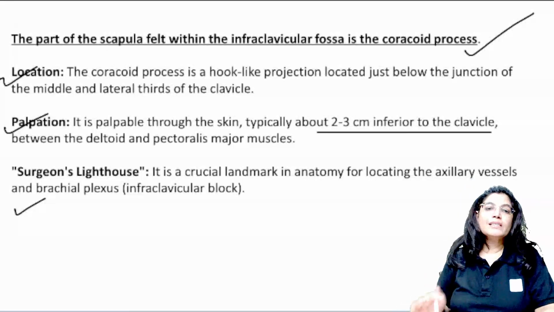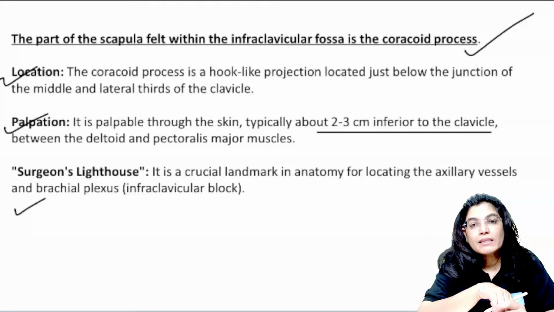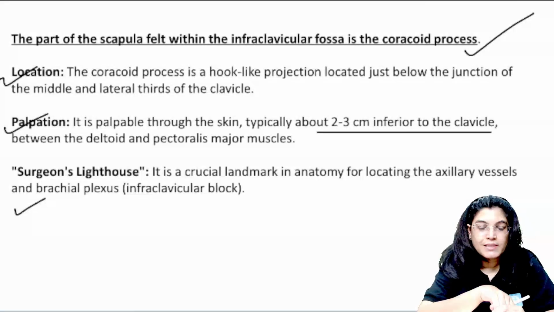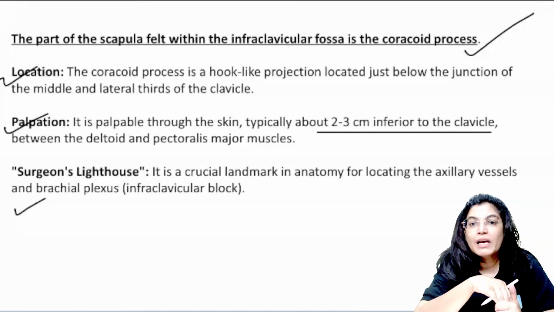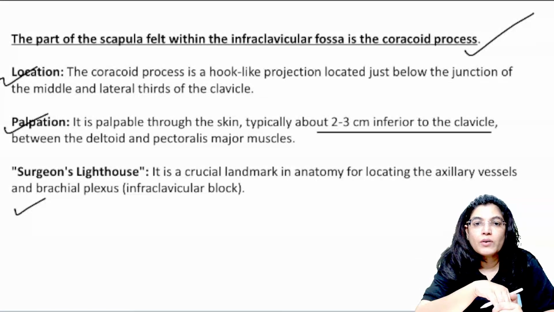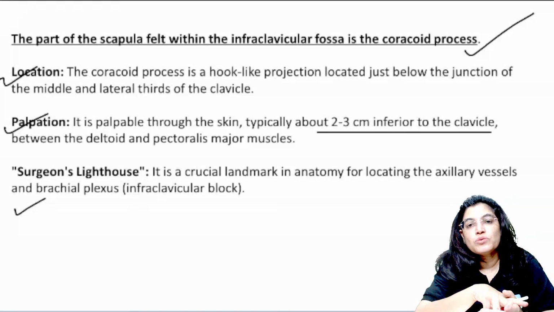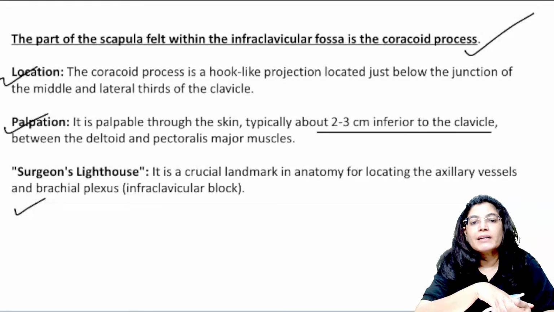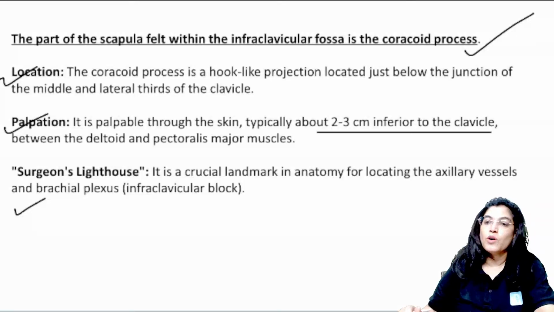So it is actually called the surgeon's lighthouse. It's a crucial landmark which helps surgeons locate the axillary vessels and the brachial plexus for an infraclavicular block. This is clinically very important, so I have formulated it in the form of a question: the coracoid process of the scapula is located in the infraclavicular fossa. The exact location for palpation is 2 to 3 centimeters inferior to the clavicle, and because of this palpation it is called the surgeon's lighthouse, to locate the axillary vessels and brachial plexus when going for an infraclavicular block.